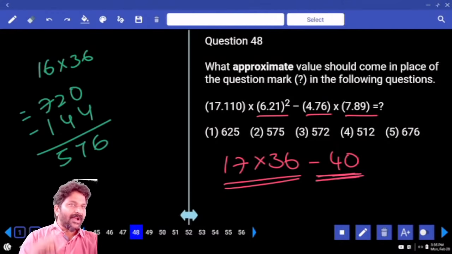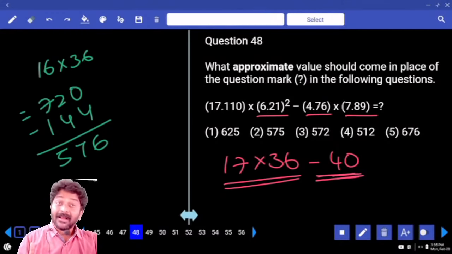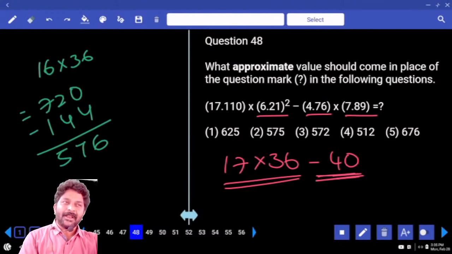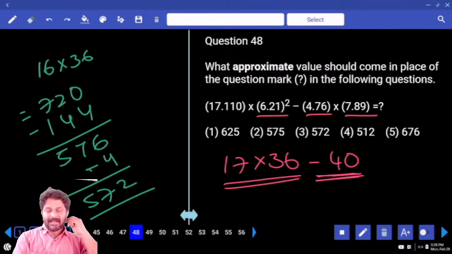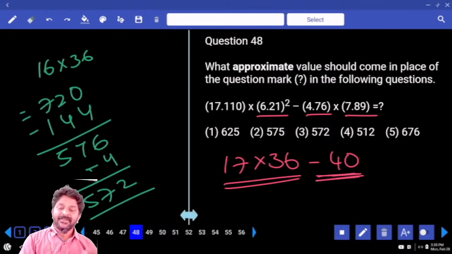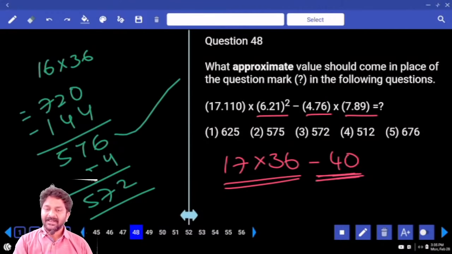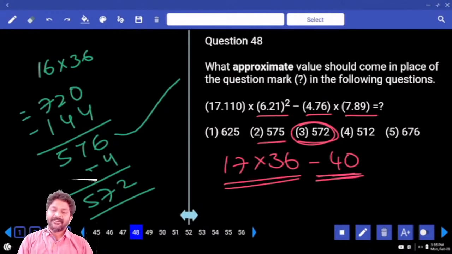That is 576. And what did we forget? Minus 4 or plus 4? Now if you consider minus 4, it is 572. Or else you can directly verify which is close to 576 even. That gives you answer. Oh, two options are there? Right. We have to calculate exact then. 572, third option is final.